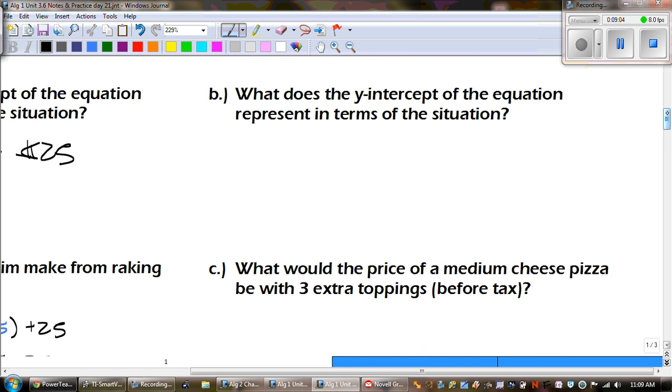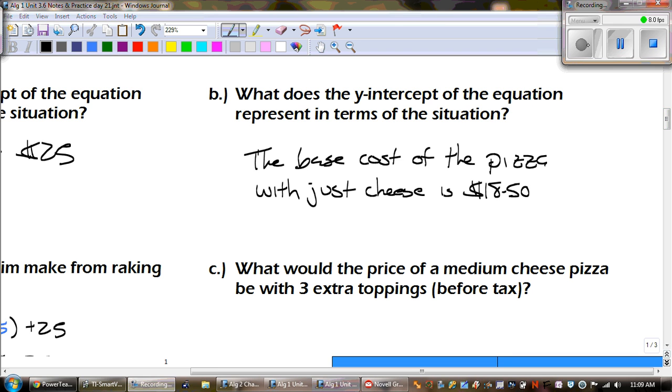Okay, what does the y-intercept represent? Go ahead and pause the video and try it out. Now, you didn't have to write it the exact way that I did, but it's talking about just the base cost of the pizza with just cheese, and that's $18.50.